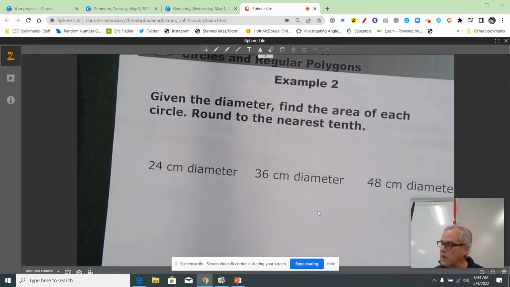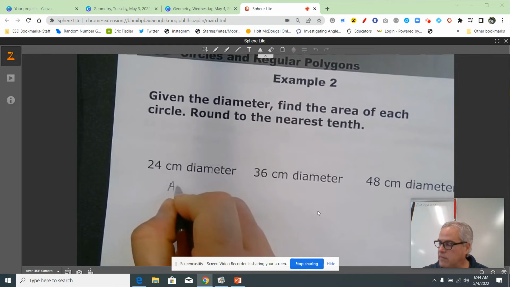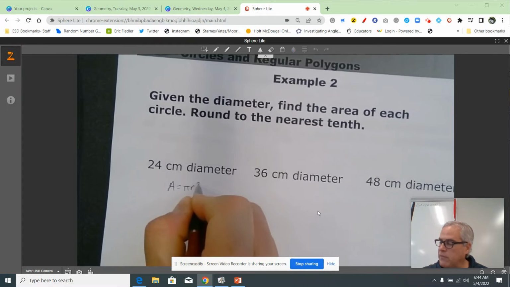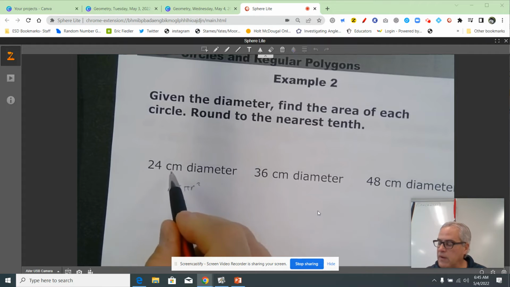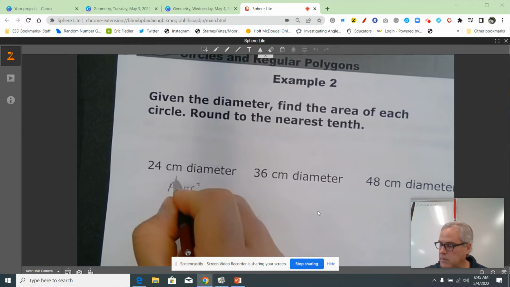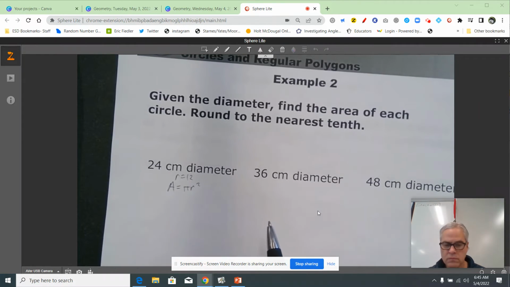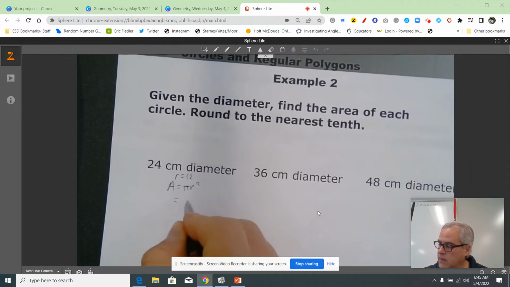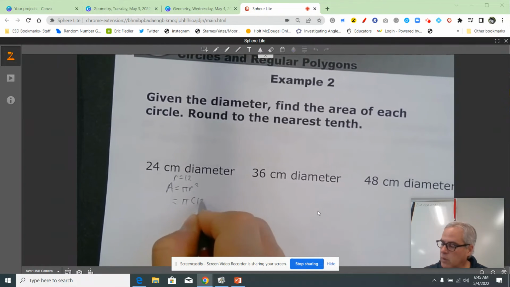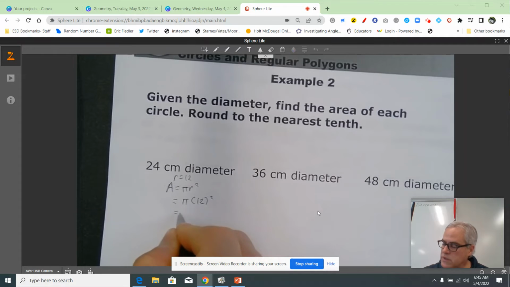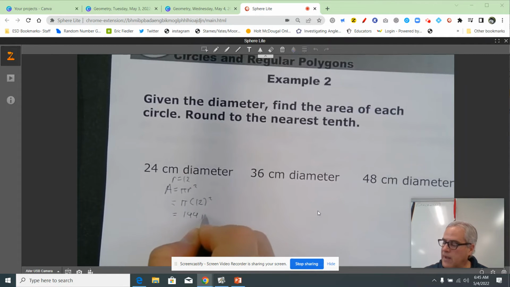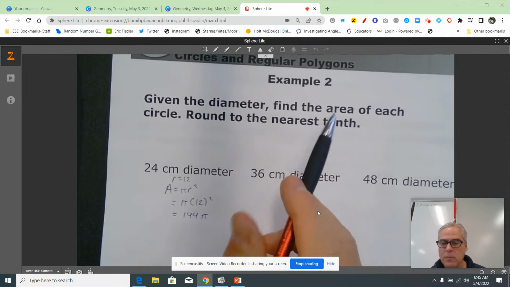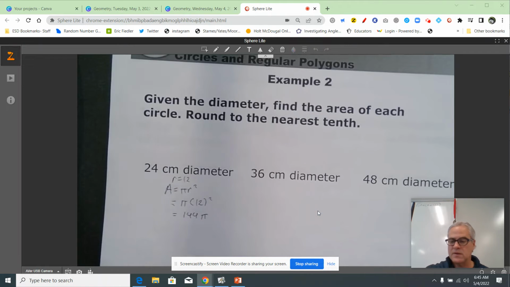All right, it says given the diameter, find the area of each circle, round to the nearest 10th. I'm not going to do all these. We just did one like it. A is equal to pi r squared is my formula for area. In this case, the diameter is 24, so that means my radius is equal to 12. Okay, so then I have pi times 12 squared, which is 144 pi. Now that's the answer in terms of pi. Go back to the directions. They say round to the nearest 10th.